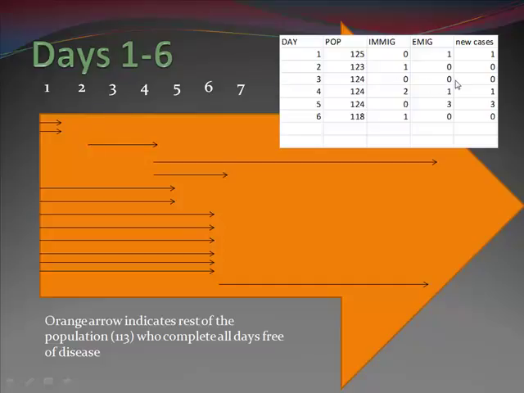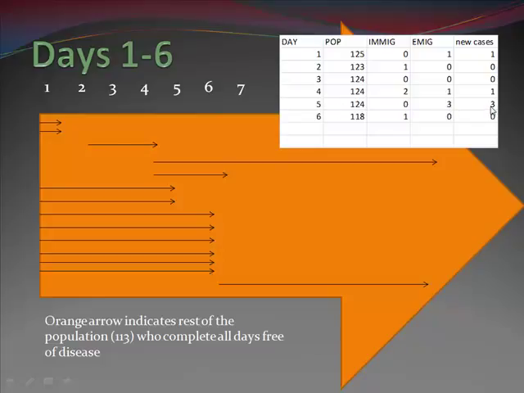Day 4, lots happened. Even though it stays the same number, we have 2 immigrants. So it's shown by this arrow here, number 1, and number 2, this one here. And then we had 1 emigrant and 1 who converted to a case. Those are signified by these 2 arrows. And then we've got day 5, no immigrants, but we have 3 emigrants and 3 new cases.